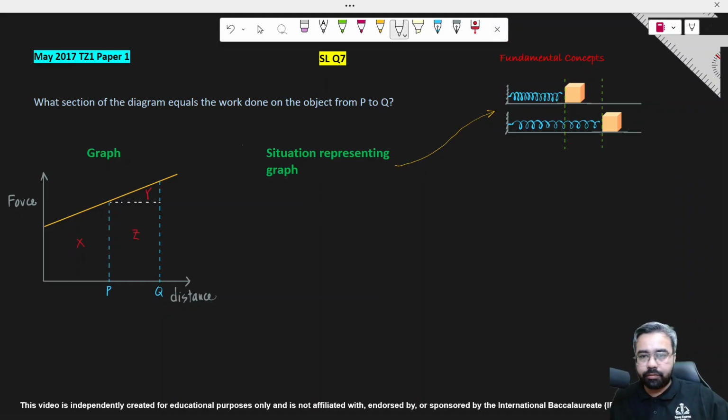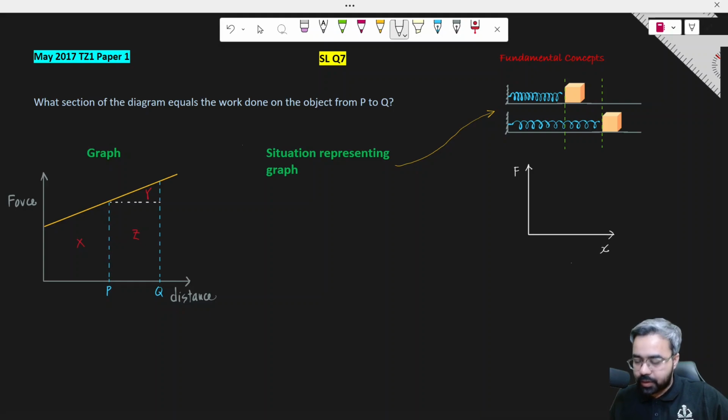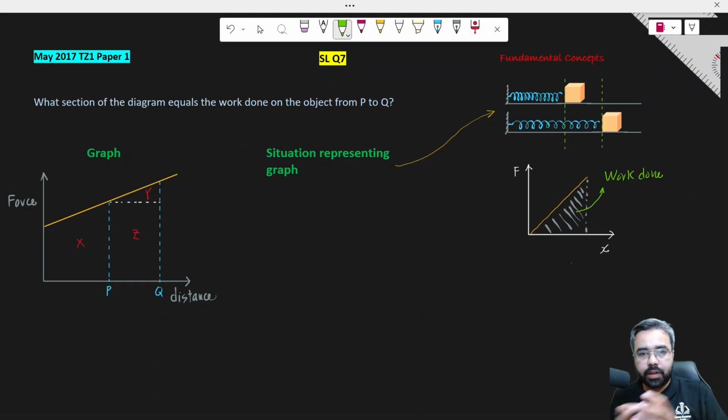So if I draw the graph, taking the magnitude of the force on the y-axis and the magnitude of the distance on the x-axis, the graph will be a proportional line, and all the area under this line represents the work done. So it means that in a force-displacement graph, or the force-position graph, this area represents the work done on that object.